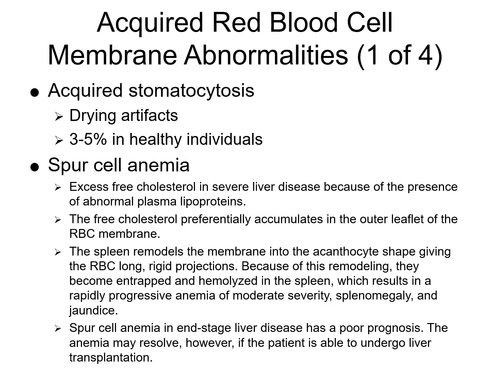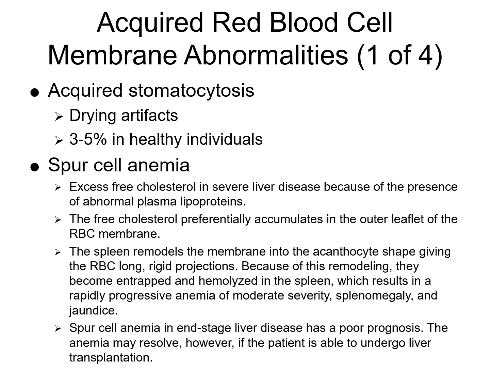So, acquired red blood cell membrane abnormalities. The first one we're going to talk about is acquired stomatocytosis. This is often a result of drying artifacts on the blood smears. This is seen in about 3 to 5% of healthy individuals without any clinical significance. The next one is spur cell anemia.